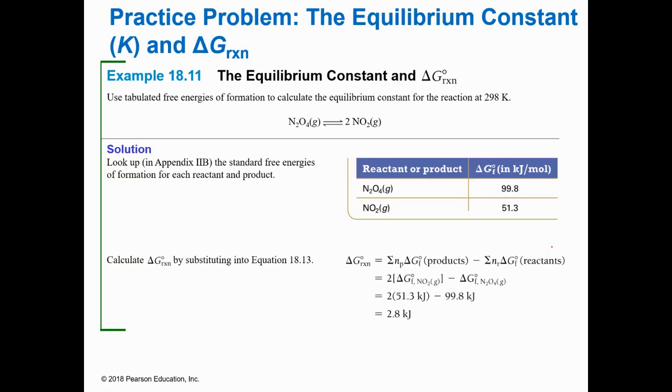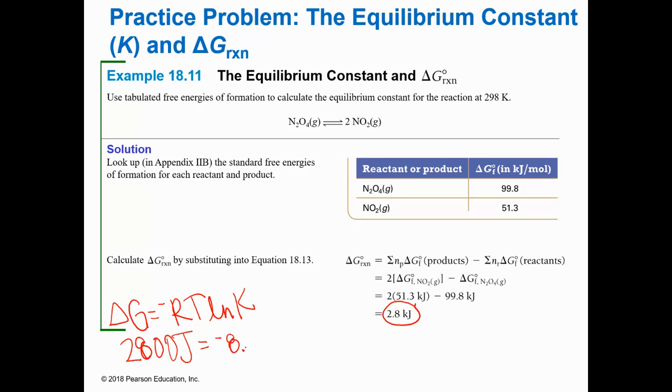Okay, so it wants us to use free energies to calculate it. Once we've got this Gibbs free energy, it wants us to calculate the equilibrium constant. So this is where we're using the Ratlink equation, RT ln K. And remember, the unit for R is in joules, so I need to do 2,800 joules is equal to negative 8.314 times 298 times ln K.